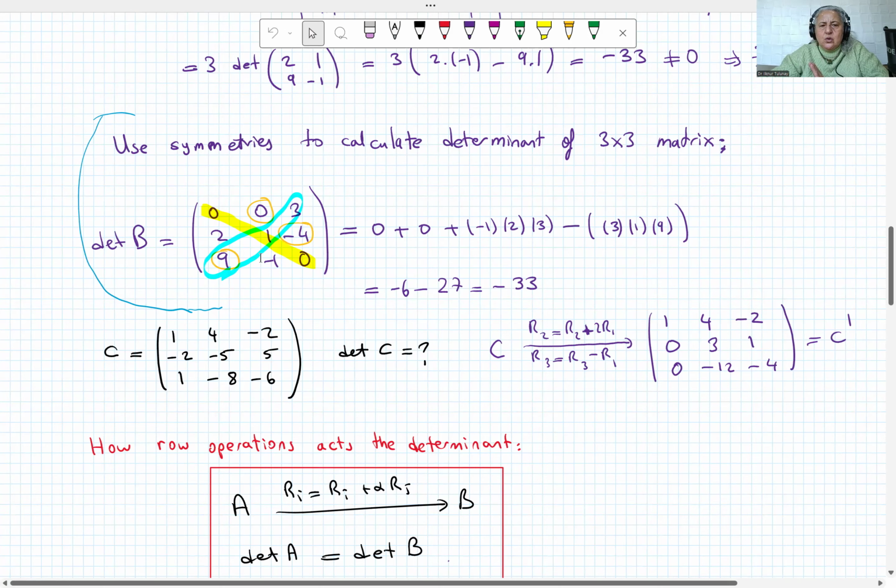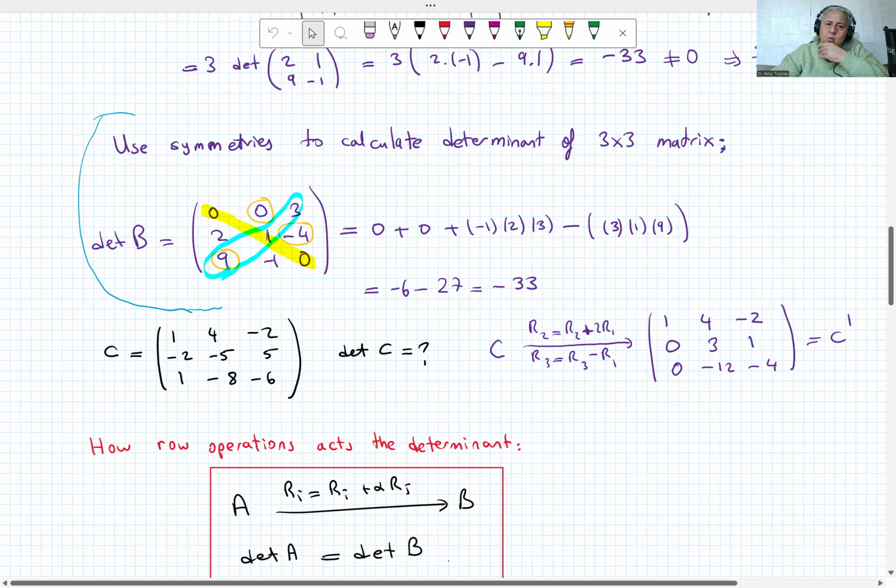And then you have 2, minus 1 and 3. You multiply these 3 numbers and add. So that's 2 times 3 times -1, which is this number. And then you have the opposite diagonal, and all the symmetries of the opposite diagonal ones will give you the negative. So that's the negative part.